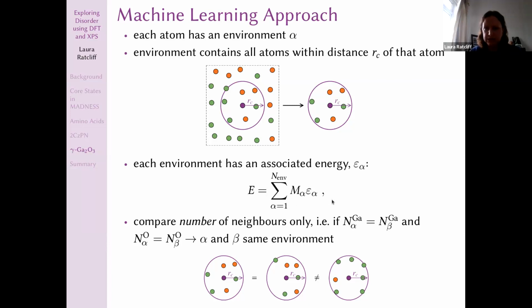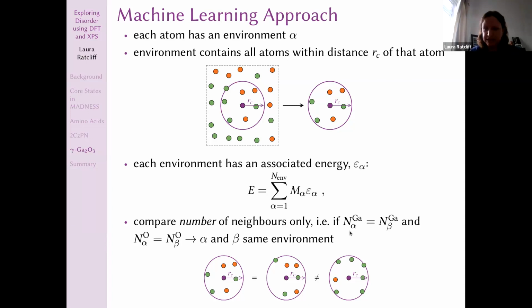So this is a relatively standard approach. But then the embarrassingly simple part comes in as to how we actually compare environments. We basically just decided to compare the number of neighbors only, so completely throwing away anything about the actual positions.